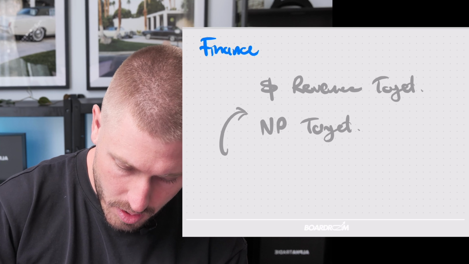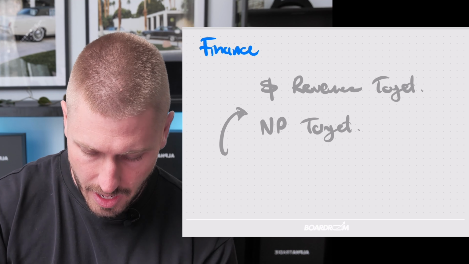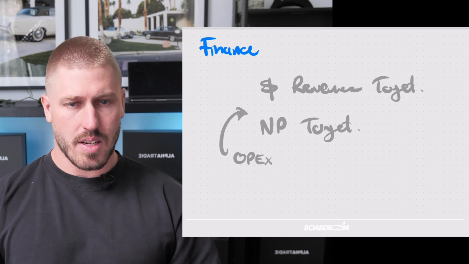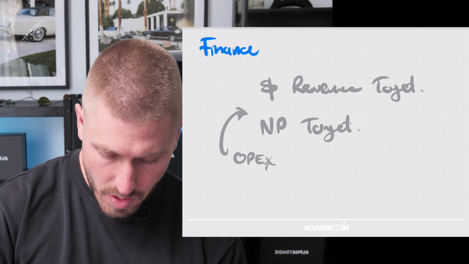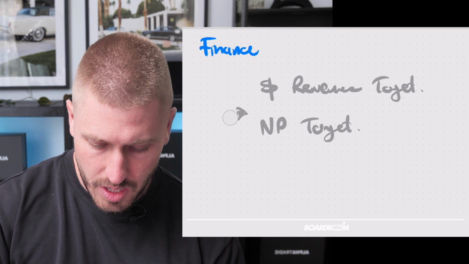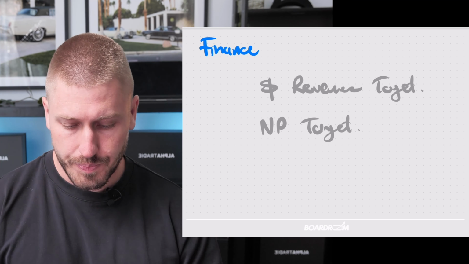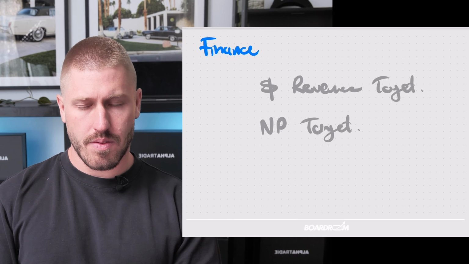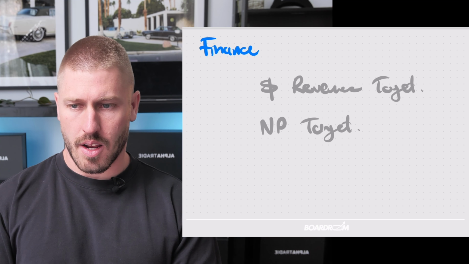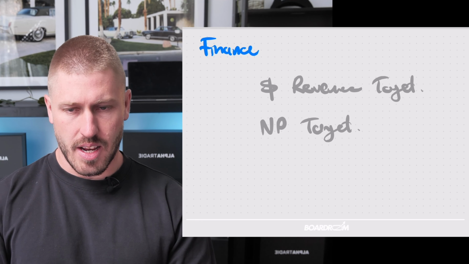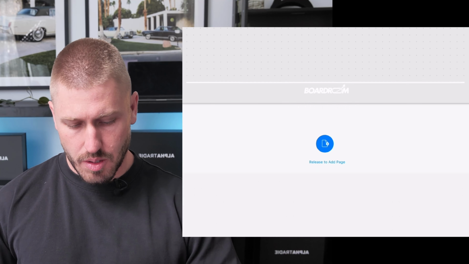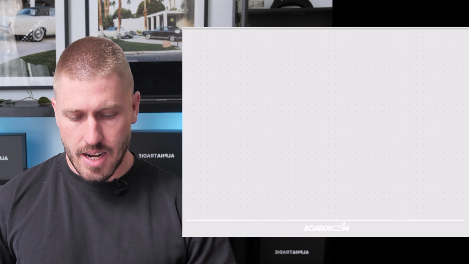The only other time that I would add a third KPI in is if you were going to track OPEX. But for the purpose of keeping this simple and keeping things concise, I would just stress for you to run, as far as your KPIs for the finance function, your revenue target and your net profit target, and add layers of complexity afterwards.